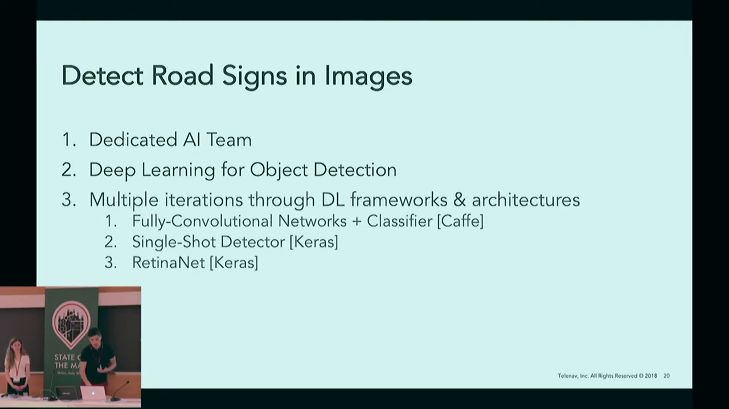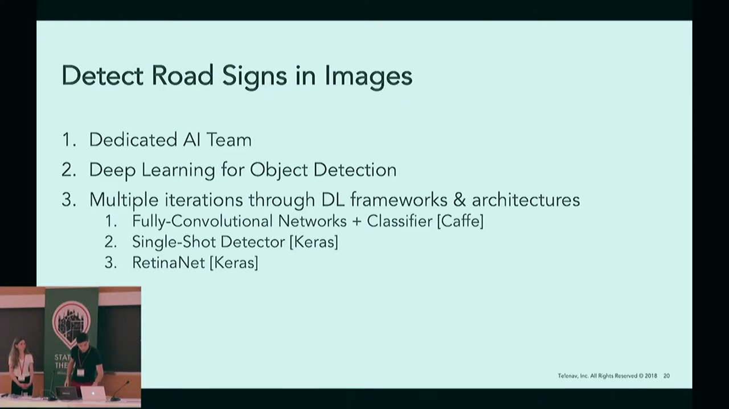So while building this, we have gone through multiple iterations, through various deep learning frameworks and architectures. We have started with a two-stage solution built in Caffe, which is a deep learning framework. We have then gone to using a single-stage solution, mainly named single-shot detector, and lately we have gone to an architecture called RetinaNet, which is the current state-of-the-art in object detection, right?